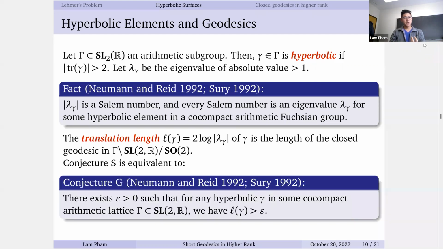And so here's the corresponding statement, which now becomes obvious, but which was not until the work of Neumann, Reid, and Sury: if you can find a uniform lower bound for all co-compact arithmetic lattices inside SL2R, then if you can find a uniform lower bound for the closed geodesics, that means that the Salem conjecture is true. Okay. Now, you should note that in this case, this uniform lower bound is for one group, SL2R, but for all possible arithmetic lattices.